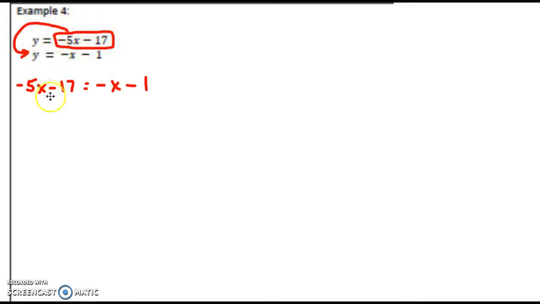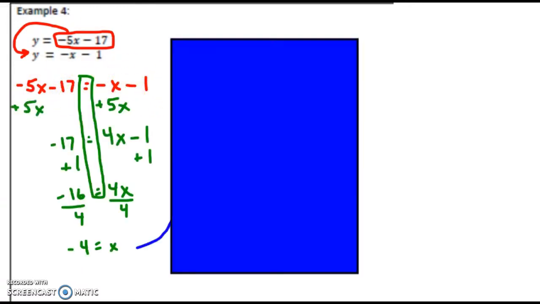So here I took negative 5x minus 17 and I put it on this side. And that was originally equal to negative x minus 1. So what we end up having here is an equation that has variables on both sides. We haven't looked at these in a while. So let's see if we remember to draw our locker and to look and see which variable is smaller. This one's smaller. So if we move that variable over, we're adding 5x.